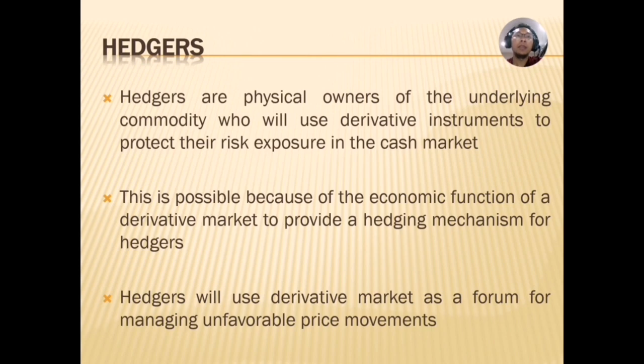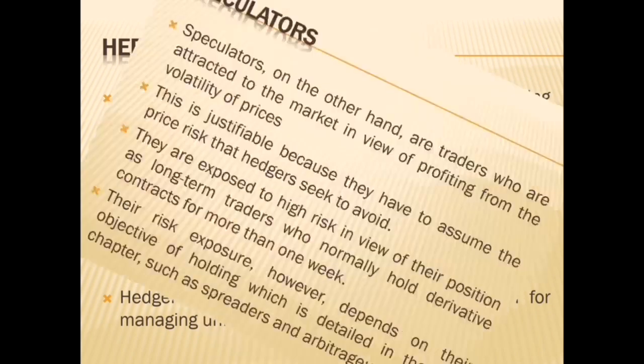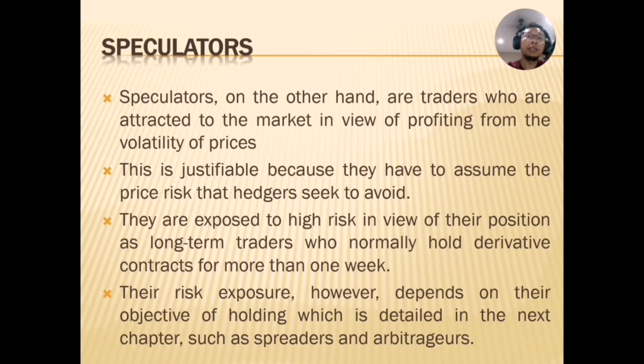This is possible because of the economic function of a derivative market to provide a hedging mechanism for hedgers. Hedgers will use the derivative market as a forum for managing unfavorable price movement. How about speculators? Speculators, on the other hand, are traders who are attracted to the market in view of profiting from the volatility of prices. This is justifiable because they have to assume the price risk that hedgers seek to avoid.